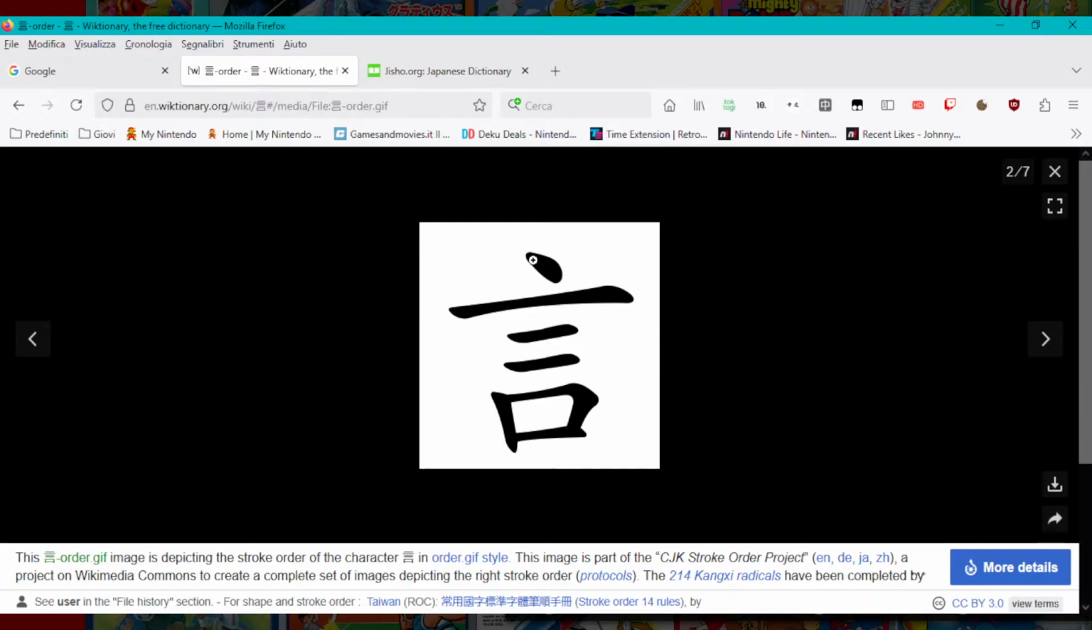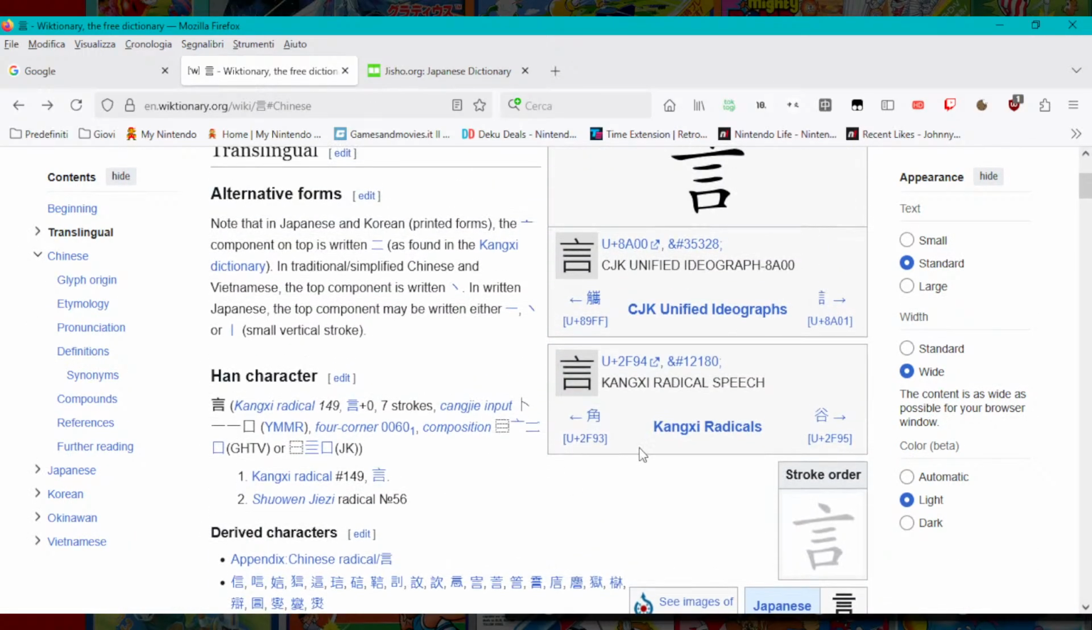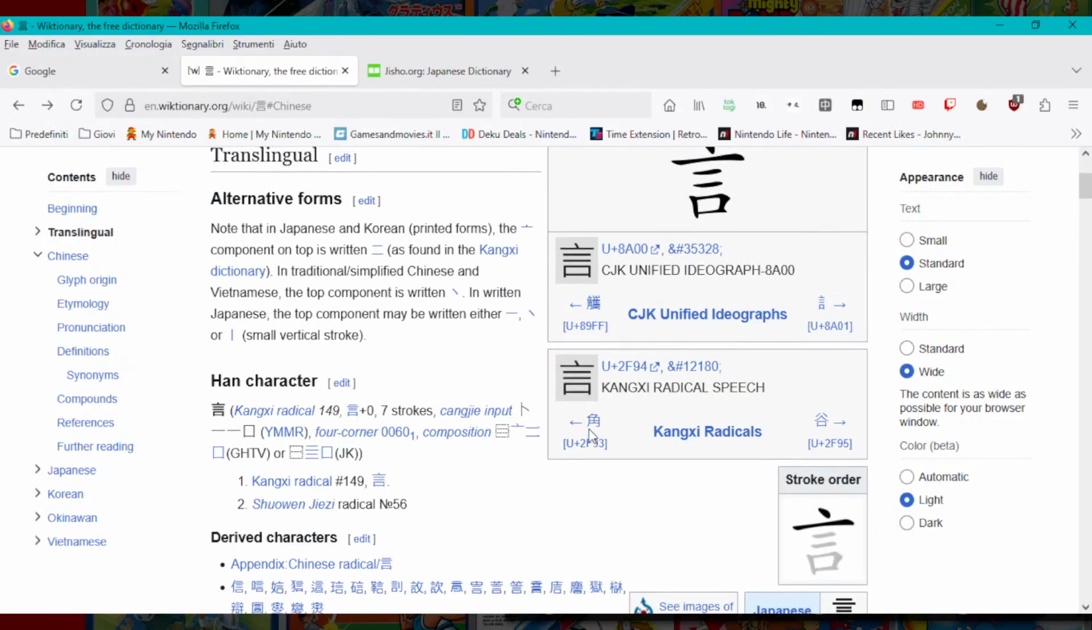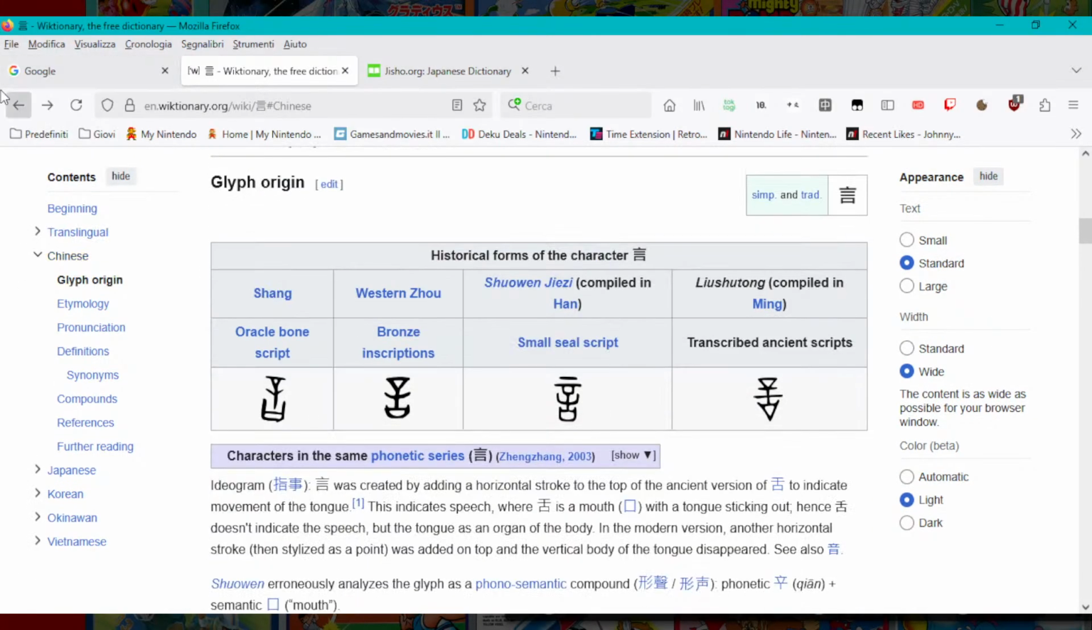We write it with the comma on top, then left to right, left to right, left to right, and at last again our mouth. Comma on top, left to right, left to right, left to right, our mouth at the bottom. As you can see, there aren't the strokes shown, but I've explained them.